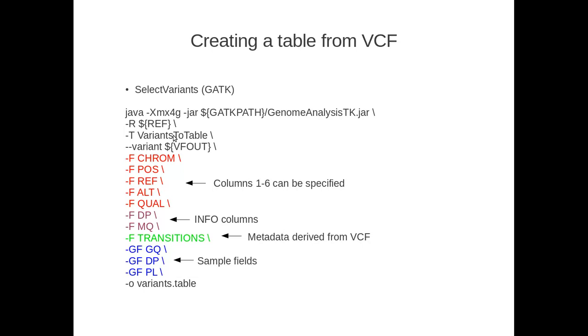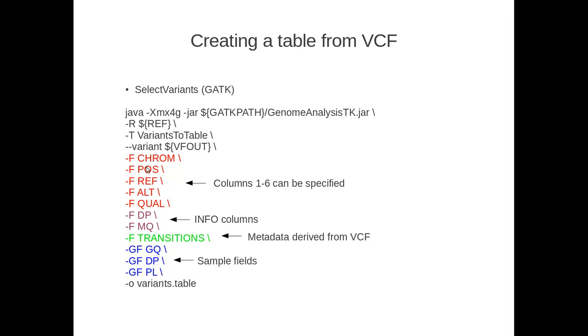So how do we do this? How do we execute VariantsToTable? Remember, we have the -R reference path, the path to the reference genome. We have our program, which is VariantsToTable. We have our input VCF. Now notice that we can specify the -F option multiple times.